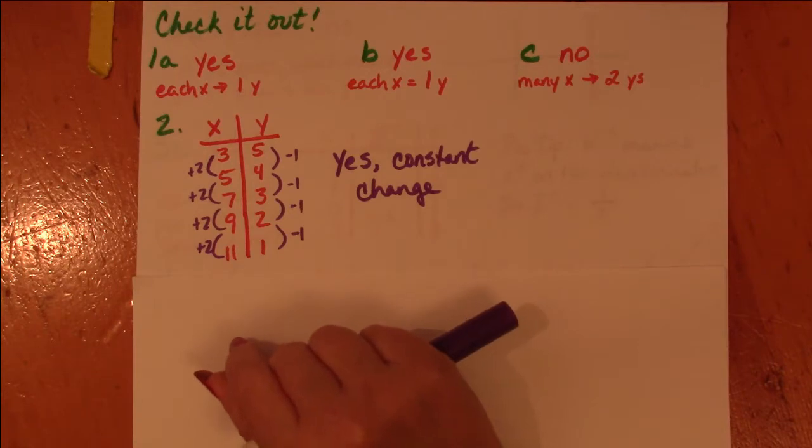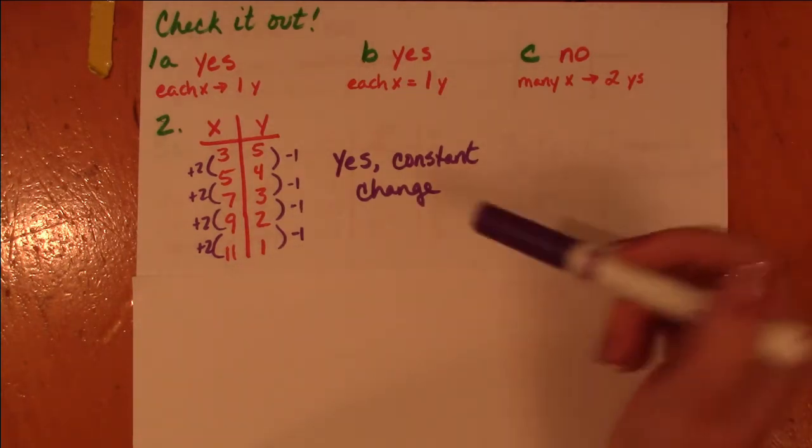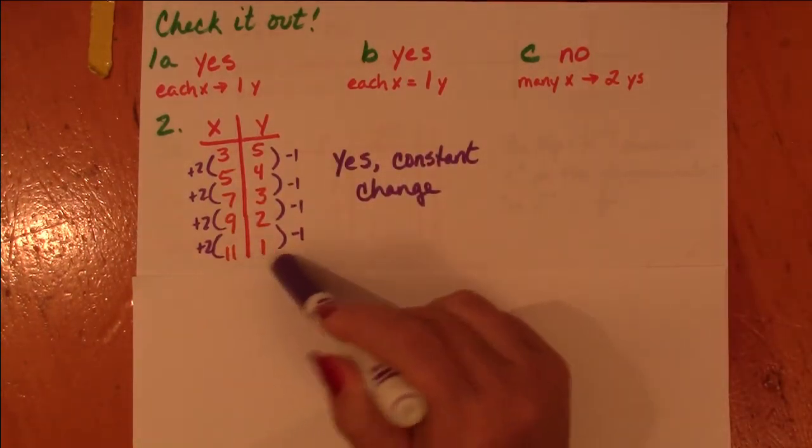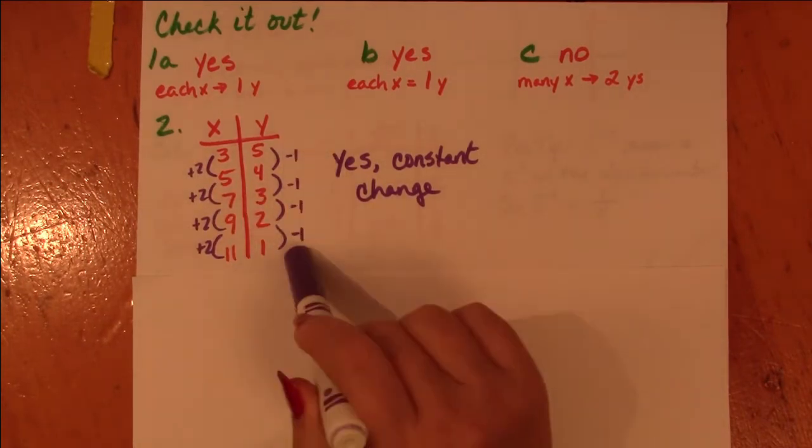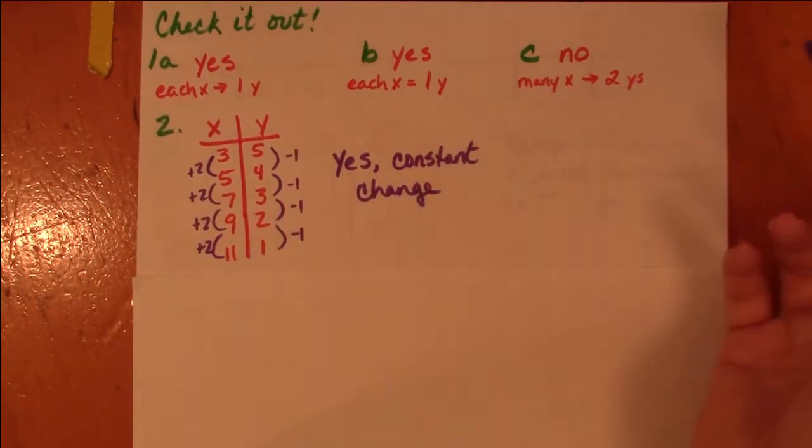The second Check It Out just gives you a table, just gives you a set of points and asks you if it's a function. You don't have to work anything out. Just make yourself a table so you can see that, yes, there are constant changes. That makes a linear function. This will graph into a line.